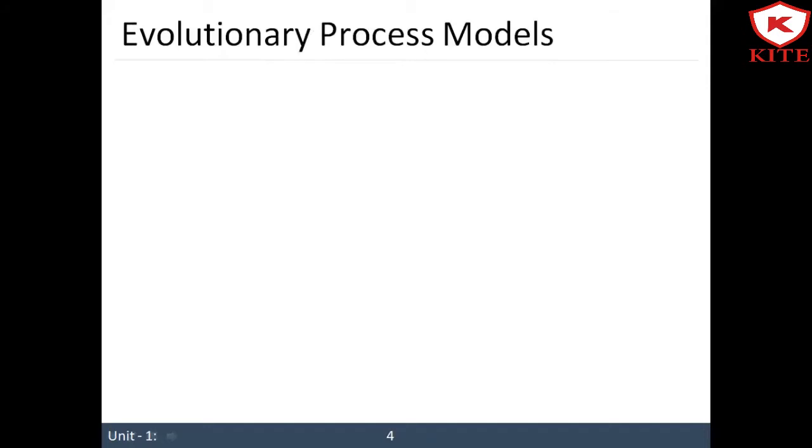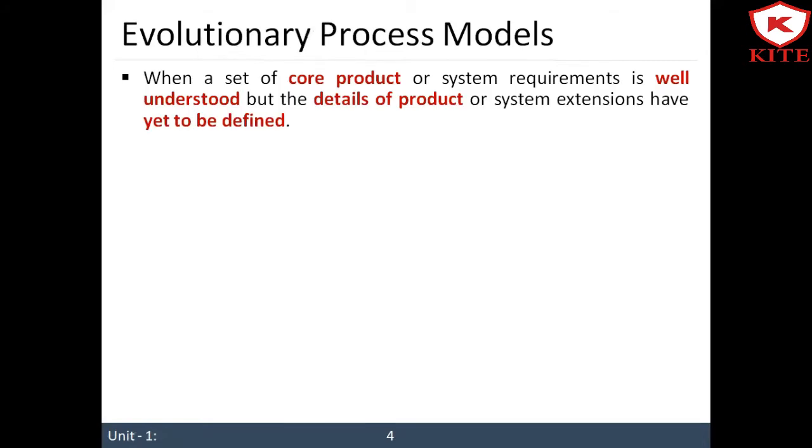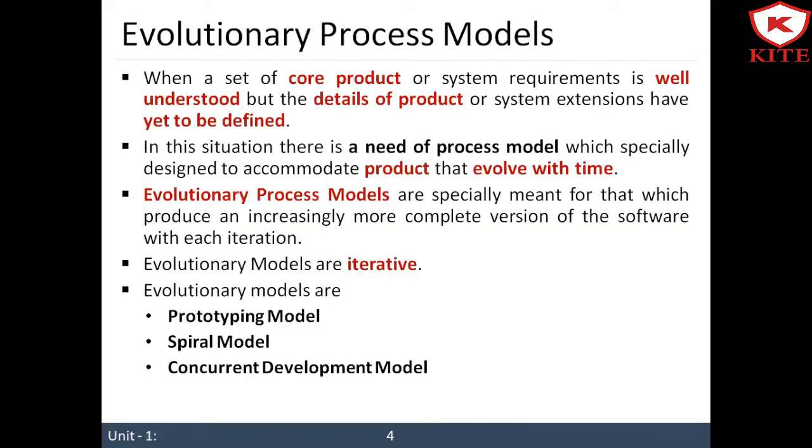Now today we are going to study about evolutionary process models. So what is the meaning of evolutionary process models? First of all we need to understand what is evolutionary process. Software, like all complex systems, evolves over a period of time. Business and product requirements often change as development proceeds, making a straight line path to an end product unrealistic.